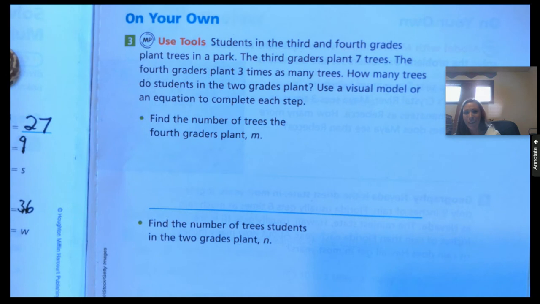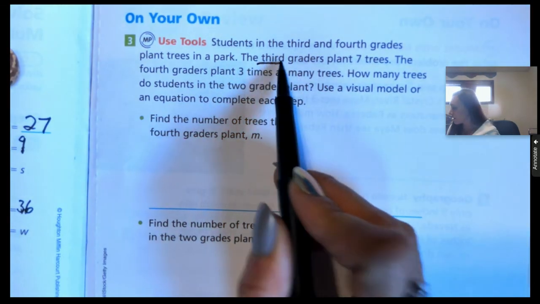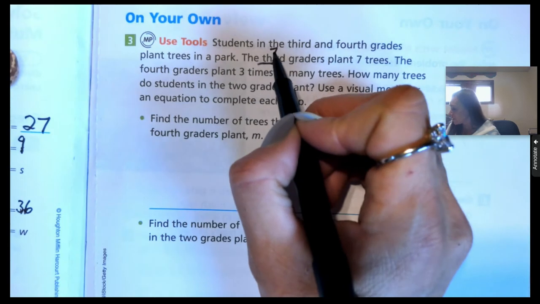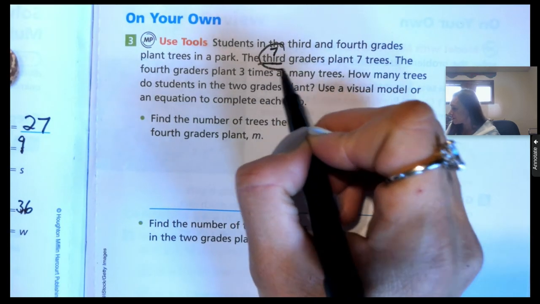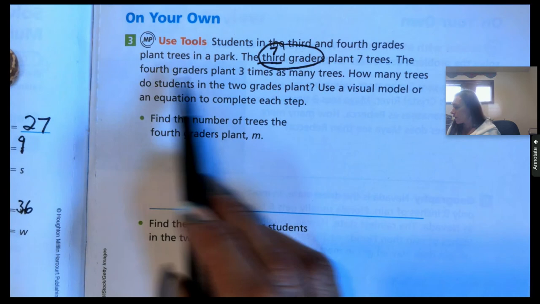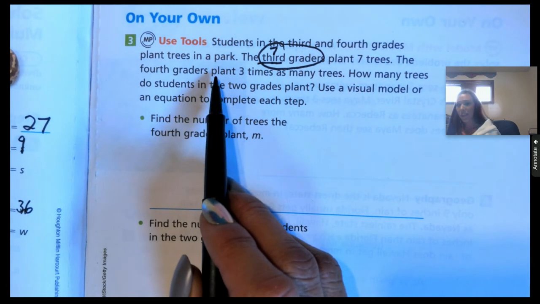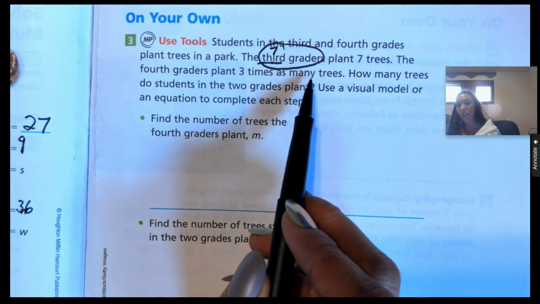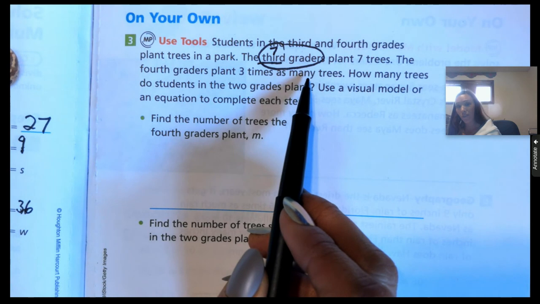Students in the 3rd and 4th grades plant trees in a park. The 3rd graders plant 7 trees. The 4th graders plant 3 times as many trees. So already I can see the 3rd graders, they plant 7 trees. And the 4th graders, I don't know how many they planted, but it's 3 times as many. So they planted more, right? Let me get you started on just this part.